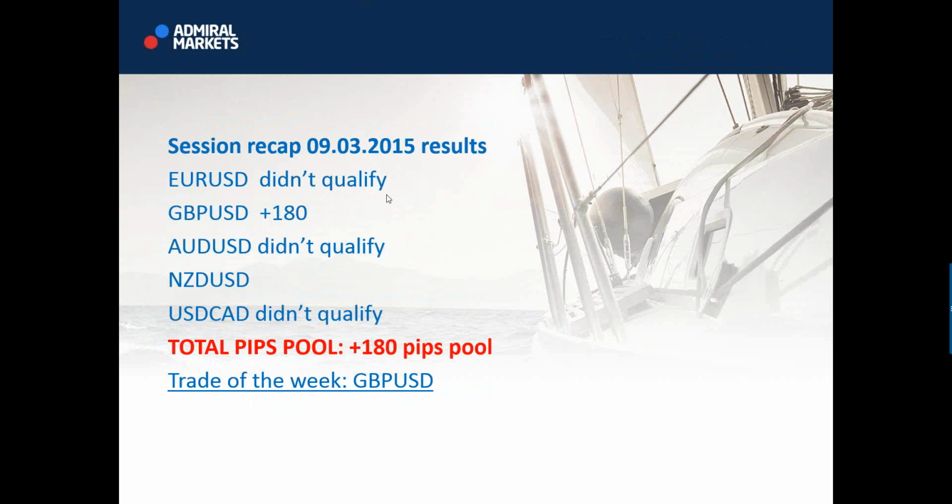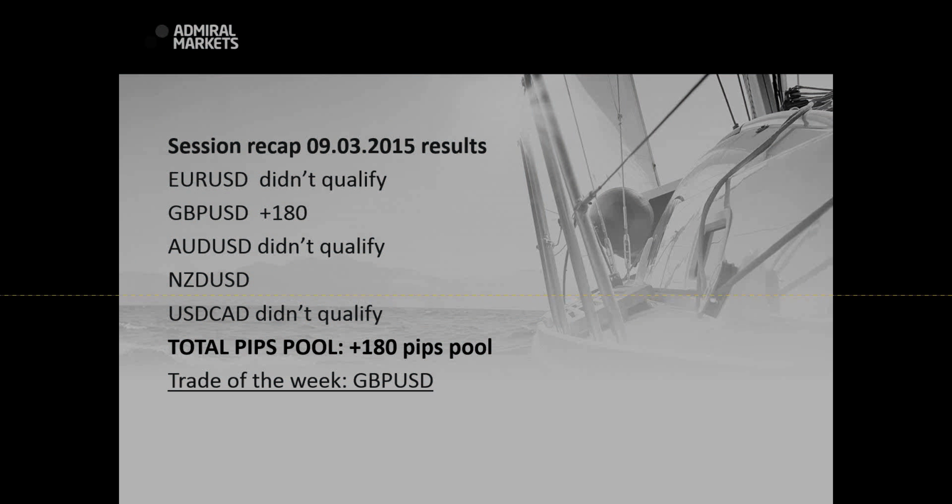Euro dollar didn't qualify for our entry. GBP dollar gave us 180 pips. Yeah, it was basically only pound. Australian dollar didn't qualify. New Zealand dollar didn't qualify, dollar CAD didn't qualify. What can I say, guys? A total of 180 pips. Well, sometimes it happens. Not all setups have been qualified, but the good thing is that actually we took some money, and it's actually a good thing.